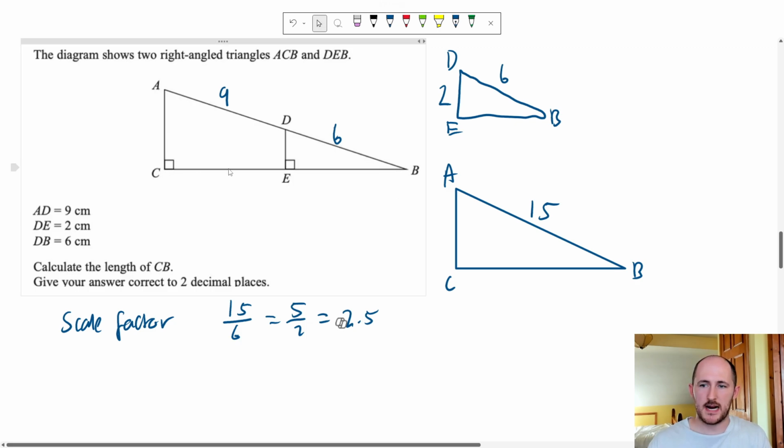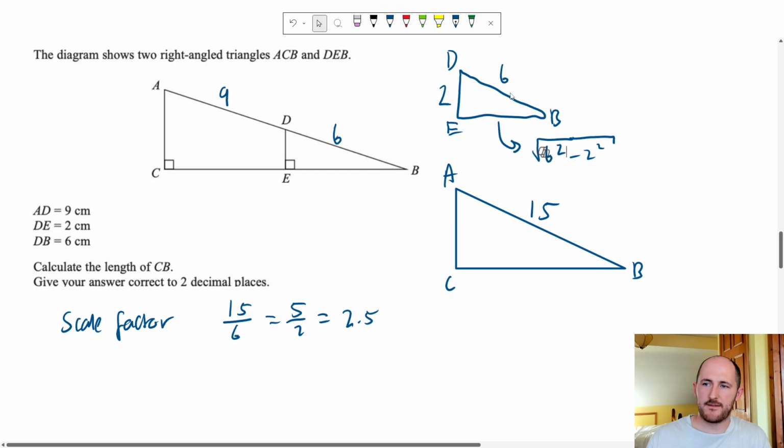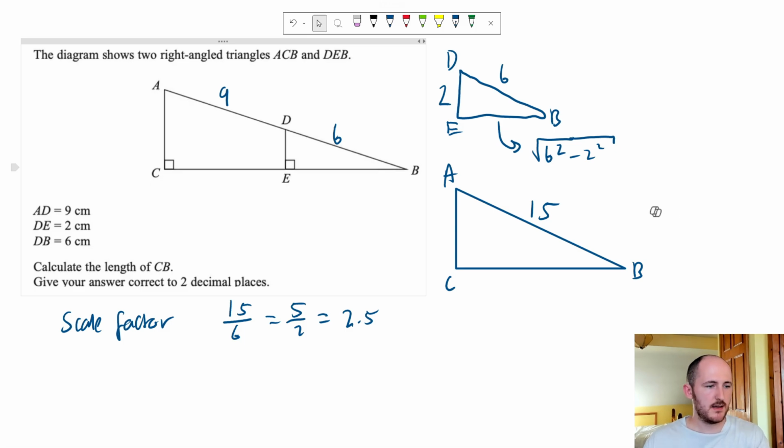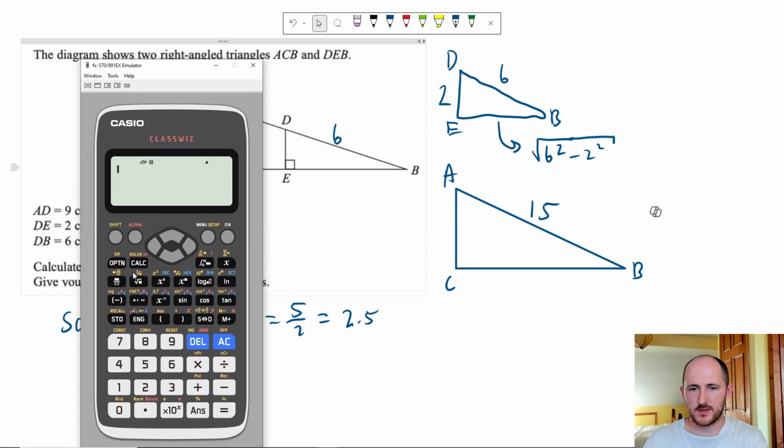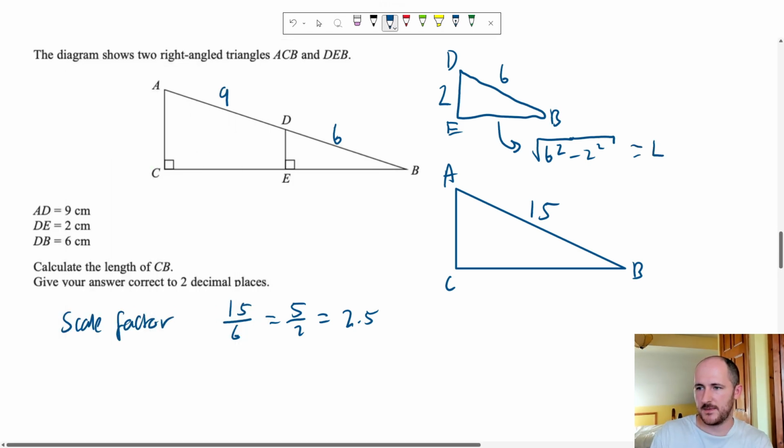Now it says we need to work out C to B. The problem is we don't actually know what B to E is. But again, these are right angled triangles, so why don't we just use Pythagoras by doing 6 squared minus 2 squared. This is because we have the hypotenuse and we want the other side, so we're going to square root the hypotenuse minus the other side. So square root 6 squared minus 2 squared gives me 4 root 2. Let's leave it as that for now.